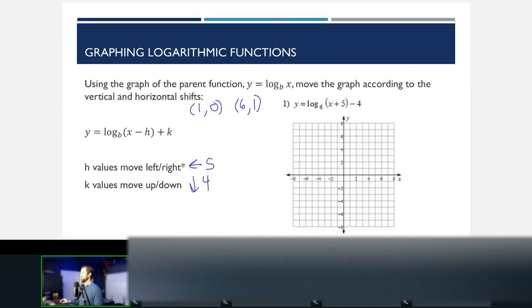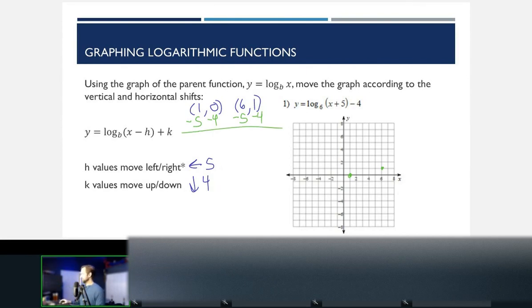So I'm just going to plot those 2 points in green. So 1, 0, and then 6, 1. So there's the parent function. Theirs will be the 2 points, and then I would just draw a line through it. But because of shifting, I have to shift those points left 5 and down 4. So in the x direction, we are going left 5 for both points, and then the y direction, we are going down 4. So subtract 4 from the y value.